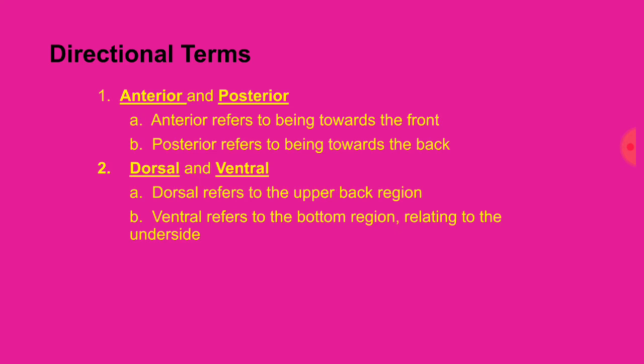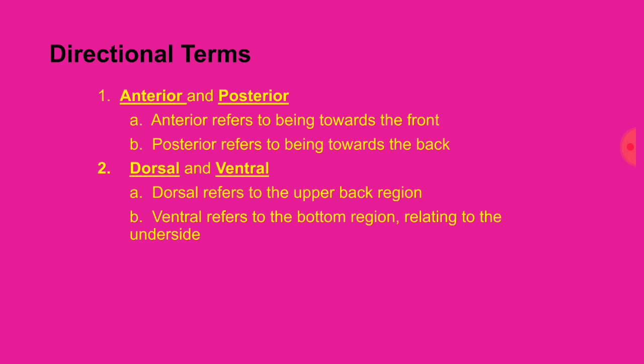Next, we are going to study about some directional terms. First one is anterior and posterior. Anterior refers to being towards the front, nearer the forward or front end, nearer the head of an animal, and is called the anterior portion. Posterior refers to being towards the back, nearer the back end or caudal end of the body, and is called the posterior end or portion.